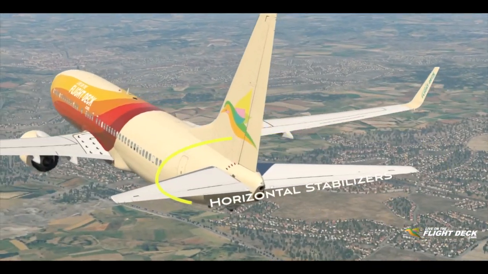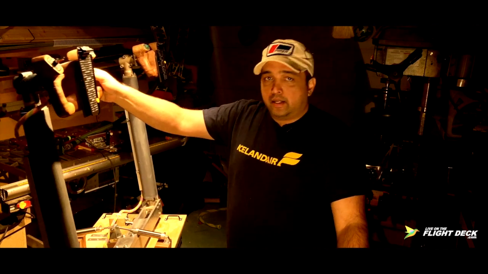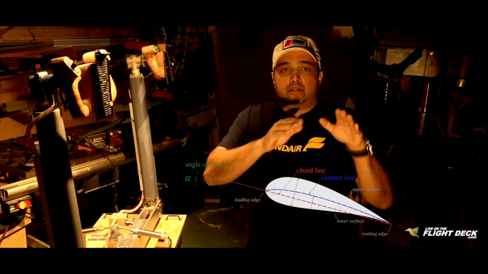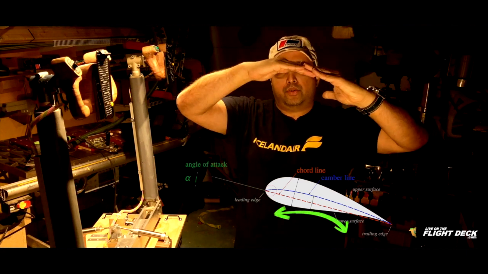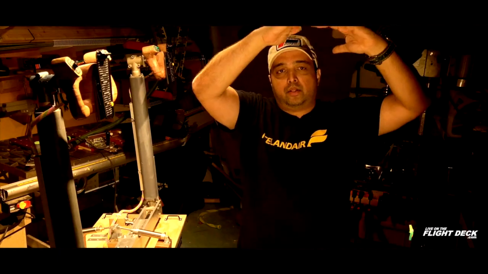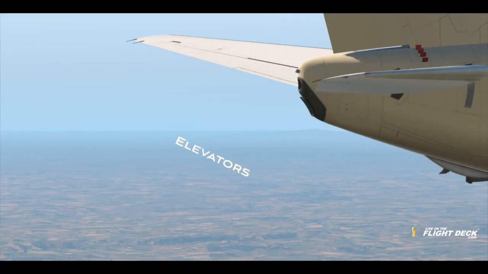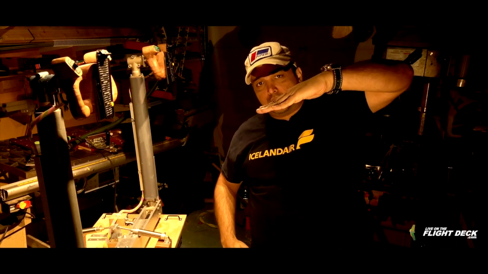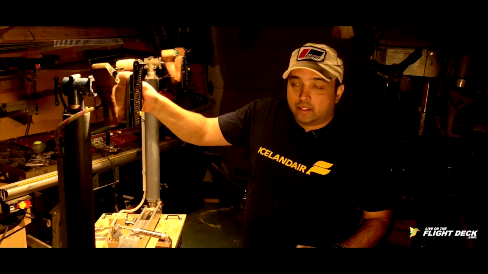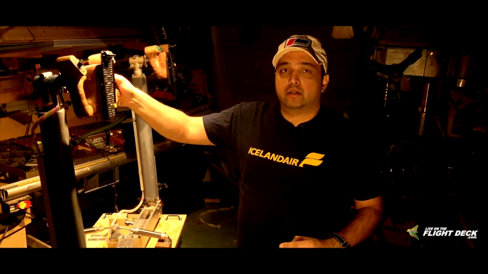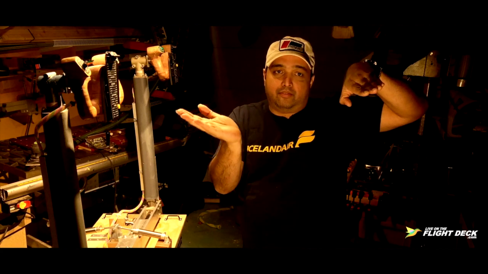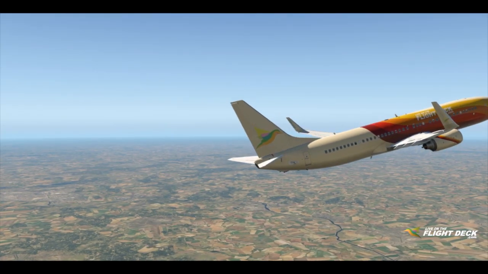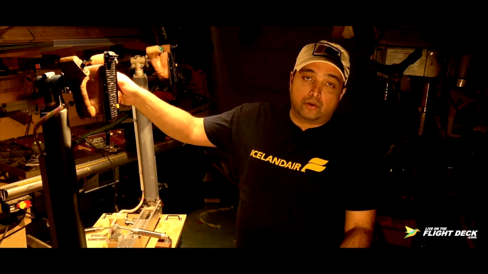And when you push down like that, what it does is it lowers the elevators, which gives those little wings a little more of a camber. And a camber is a curve, which causes them to lift up higher when they're in the airflow. It makes them lift up so the plane will pitch down. And conversely, when you pull on the yoke, the plane will pitch up because the elevators go the opposite way and cause less lift, and then cause the tail to drop and cause the nose to pitch up.